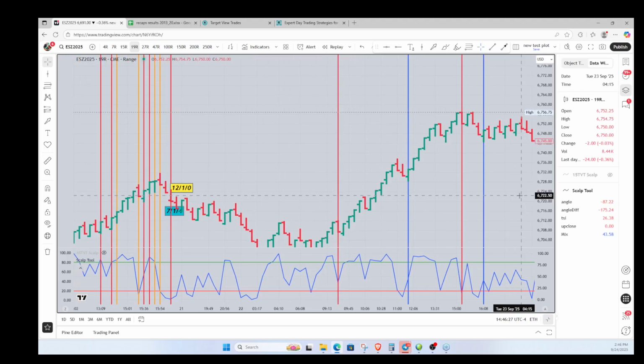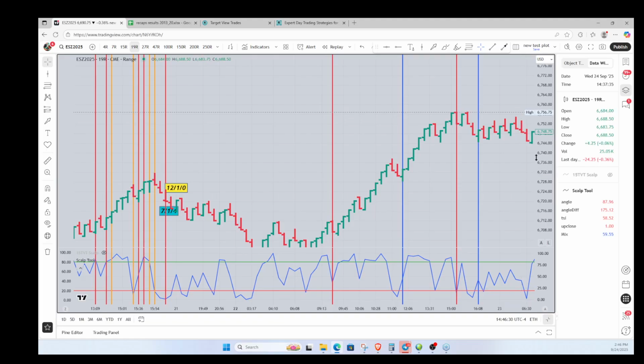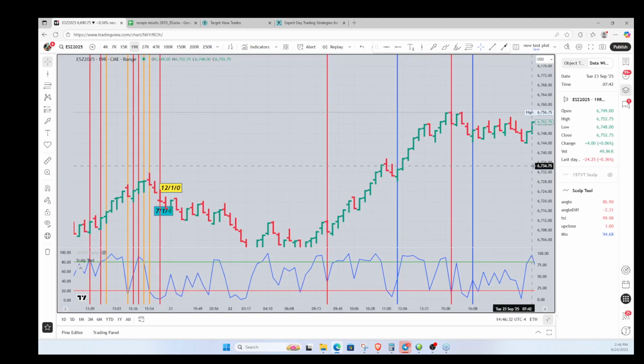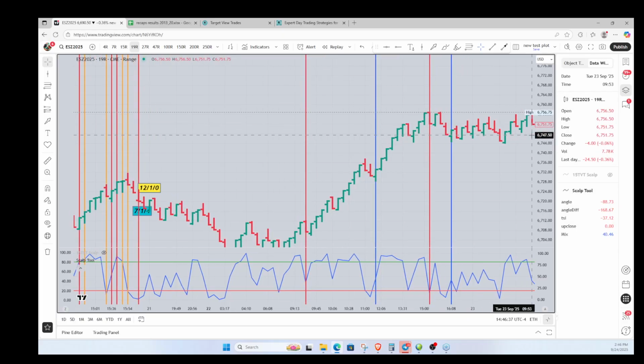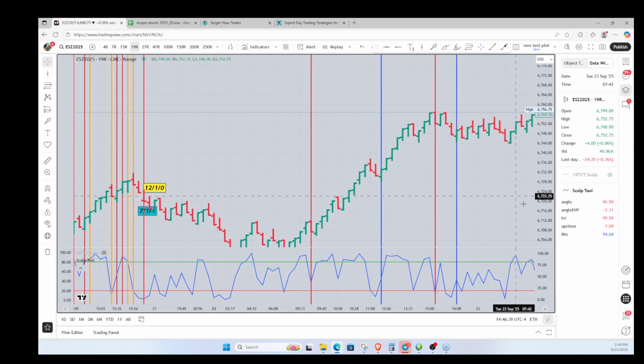So right now, there's no weakness there. There, you would sell the open of the next bar after this right here. Right, that one would have stopped you. Let's go a little further. I guess right there, you could have sold the open of this bar.